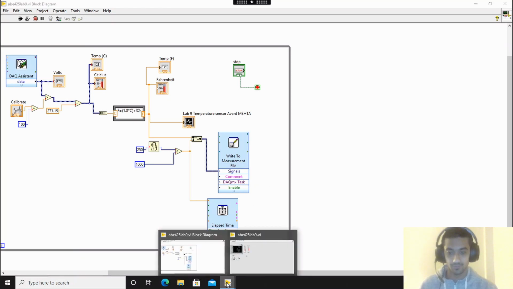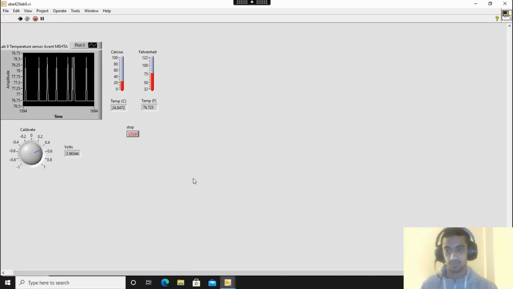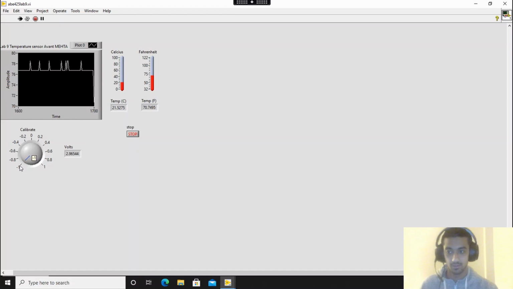Now, we'll go into the front end of the app. We have the calibration knob, which I can turn, as I said, from -1 till +1. The volts meter is there side by side with it. We have the Celsius and Fahrenheit readings, both in numeric value and with the scale. For Celsius, we've put the limits as 0 and 100. For Fahrenheit, we put the limits over here as 32 till 122.